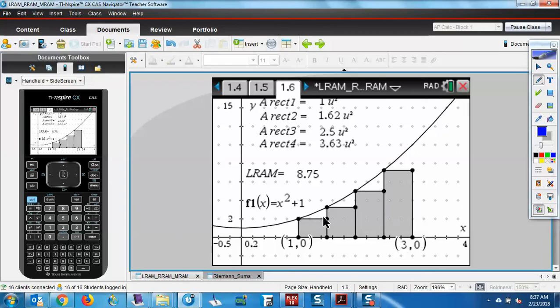So the idea is, if we did 4 rectangles here, why is this called LRAM? Well, LRAM stands for Left Rectangle Approximation Method. What you're looking at right here are called left rectangles, because these rectangles touch the curve at the left edge of the interval.